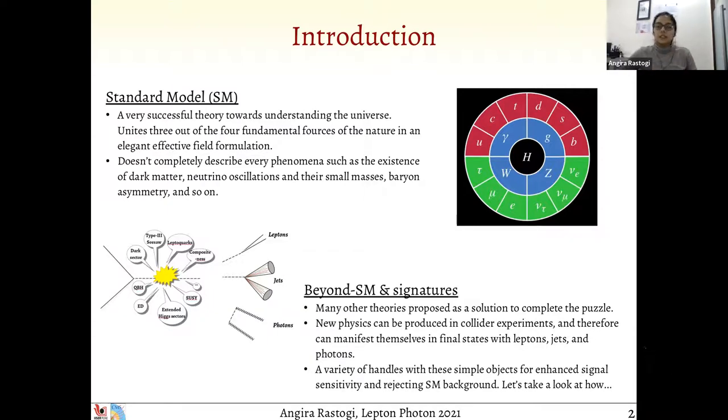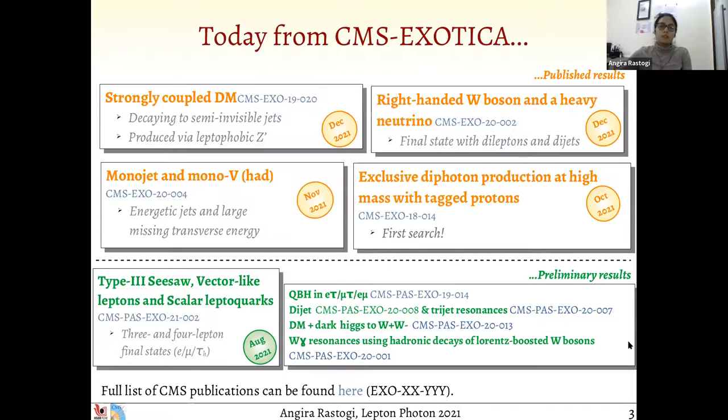So this new physics can be produced in proton-proton collisions and manifest itself in different signatures, such as with leptons, jets, and photons. These objects may sound very simple, but they offer a variety of handles to do very pure signal searches. So today from CMS Exotica, we are going to take a look at many such results.